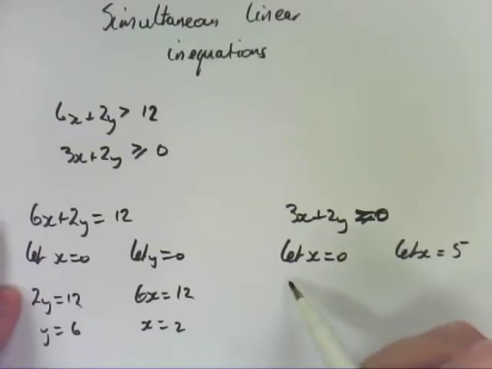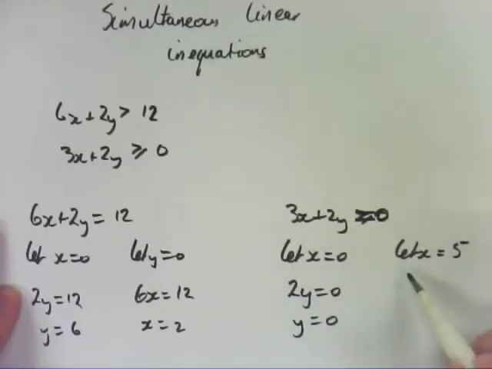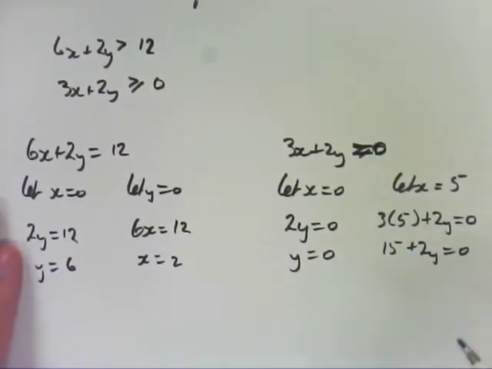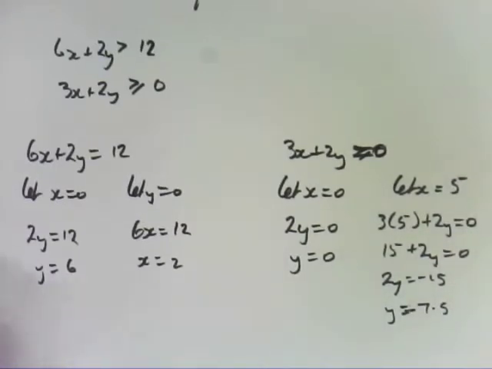So if we let x equal 0, we get 2y equals 0, y equals 0. If we let x equal 5, we get 3 times 5 plus 2y equals 0. So 15 plus 2y equals 0, 2y equals negative 15, y equals negative 7.5. So there's my points.